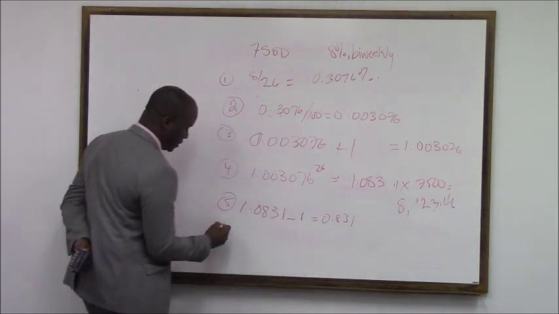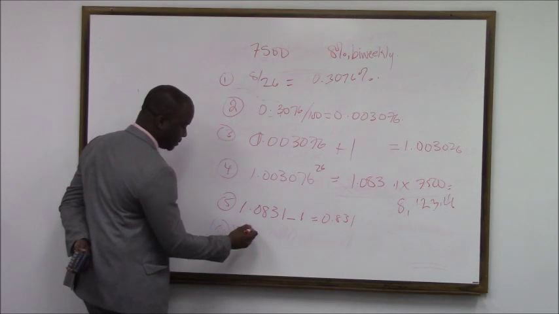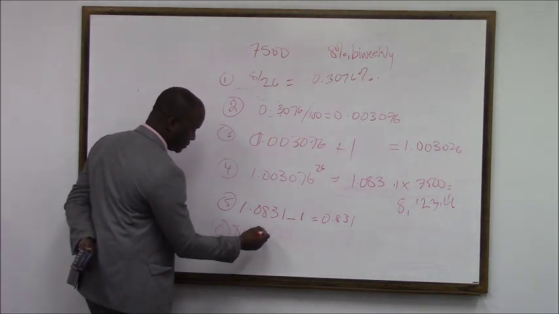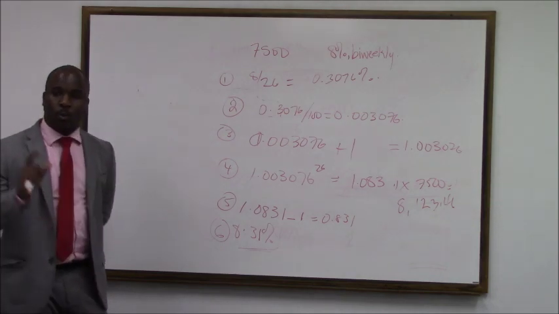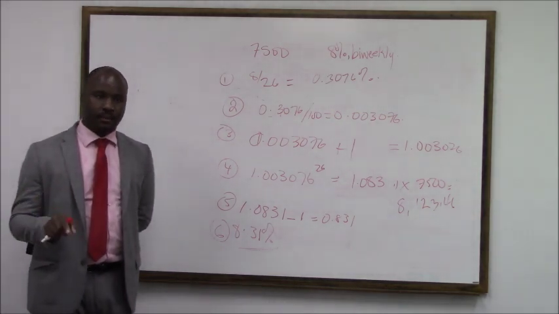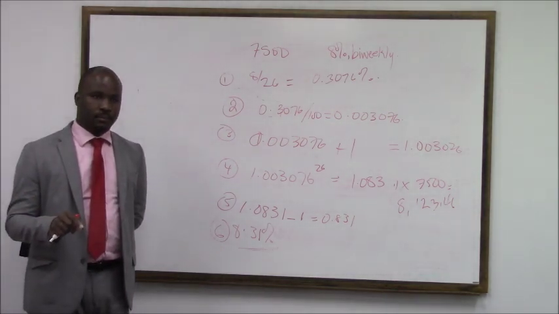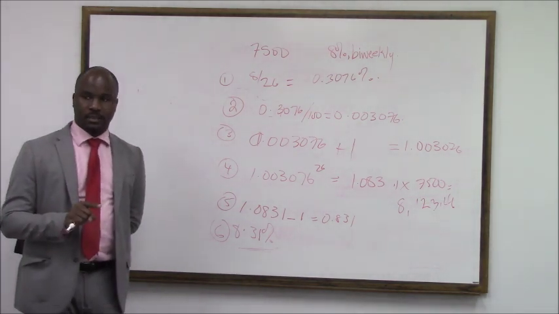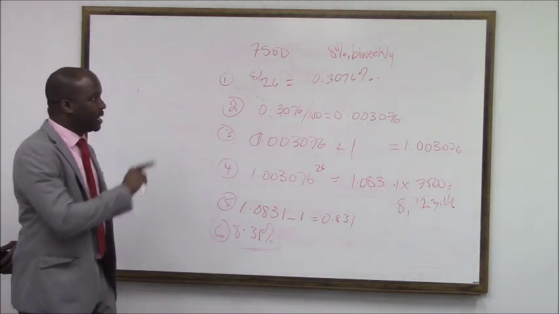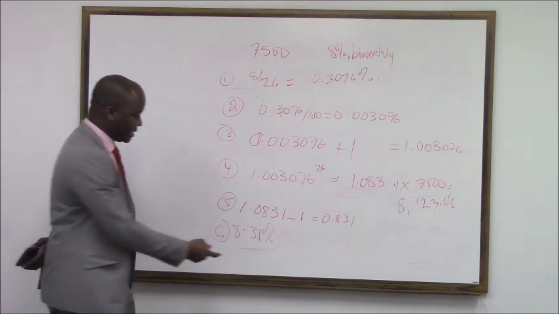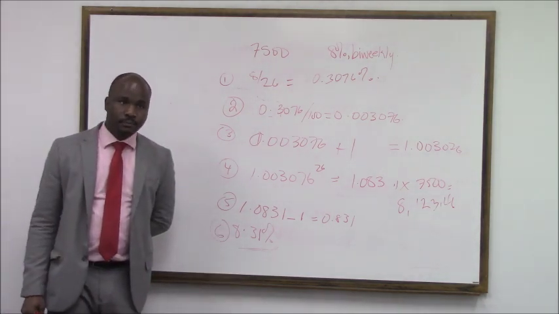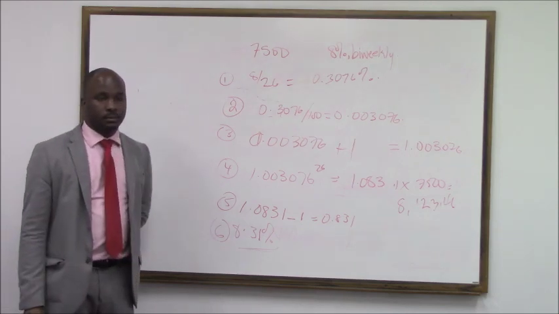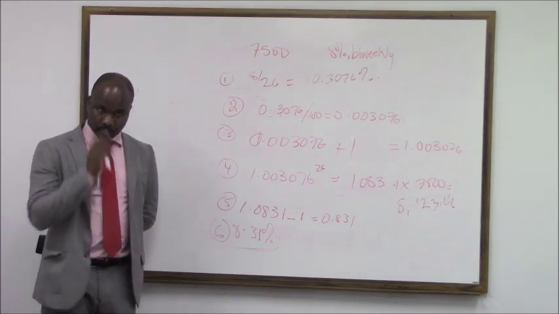So that means your EAR is 8.31%. What did the bank tell you they're paying you at the end of the year? 8%. What they're actually paying you, because they're paying you so frequently, is 8.31%. Make sense? Good. The last example you showed us with 12%.